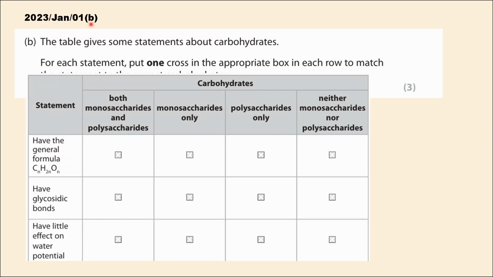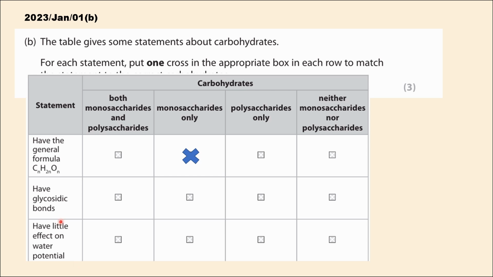In the next question, you will find a table where you need to mark crosses in each box comparing monosaccharides and polysaccharides. The first statement is the general formula CnH2nOn, and you know this formula only applies to monosaccharides because when forming a polysaccharide, a water molecule is removed each time, and this formula therefore does not apply to polysaccharides. So this is only matching for monosaccharides.